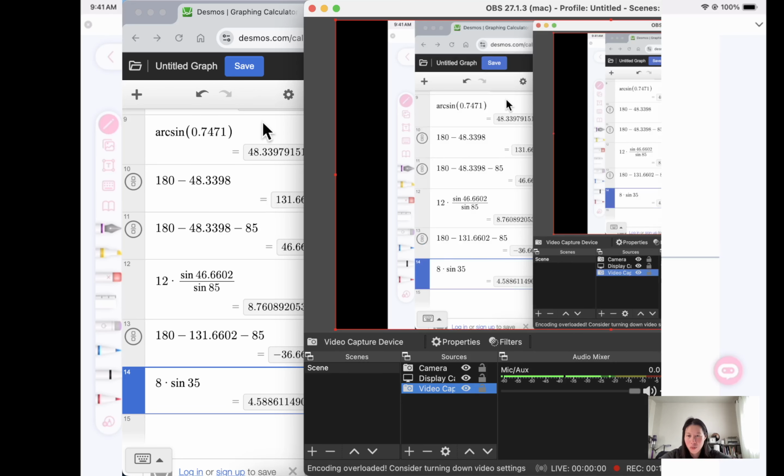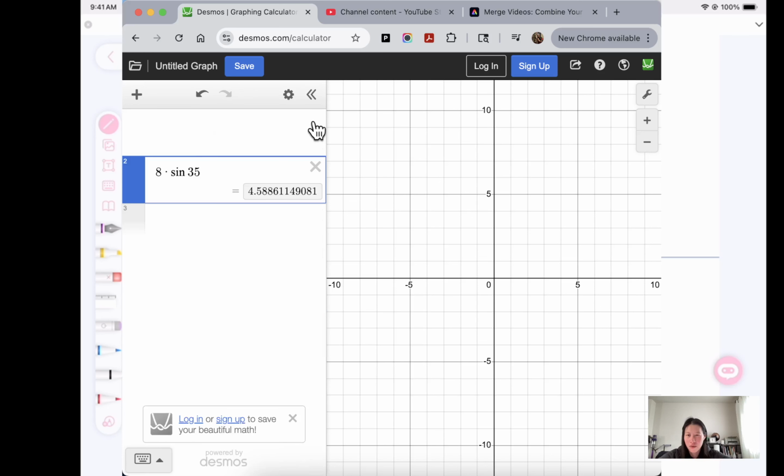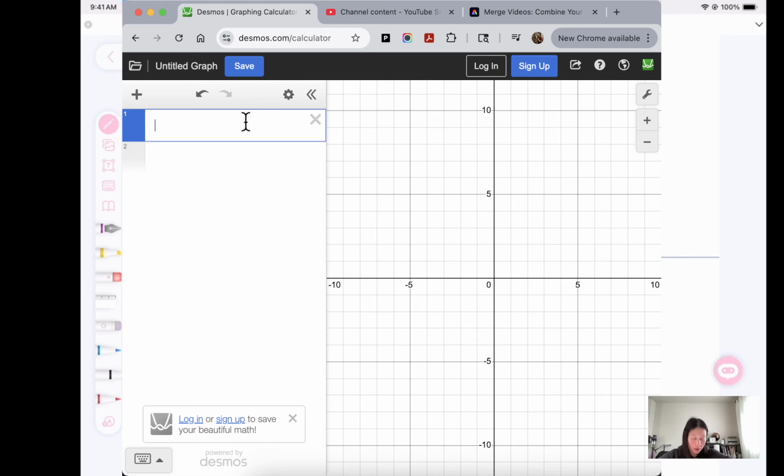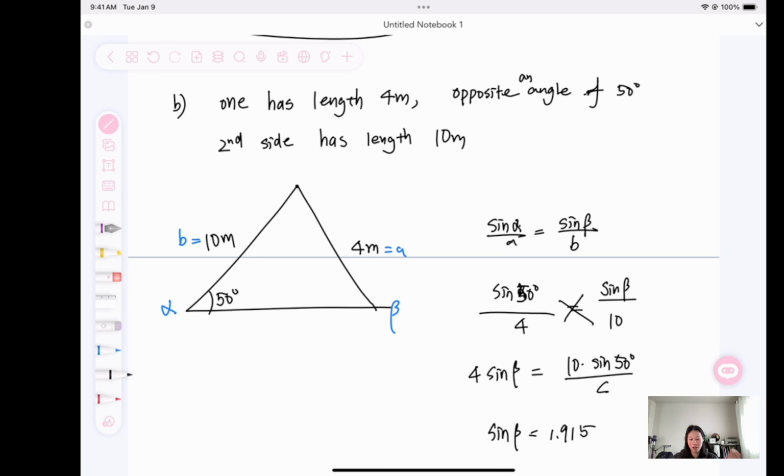Let me use GeoGebra to do that. Let me cancel all of this first. So we have 10 times sine 15 degrees divided by 4. It's 1.9 something. So sine beta equals 1.915. Then we know that there is no solution.